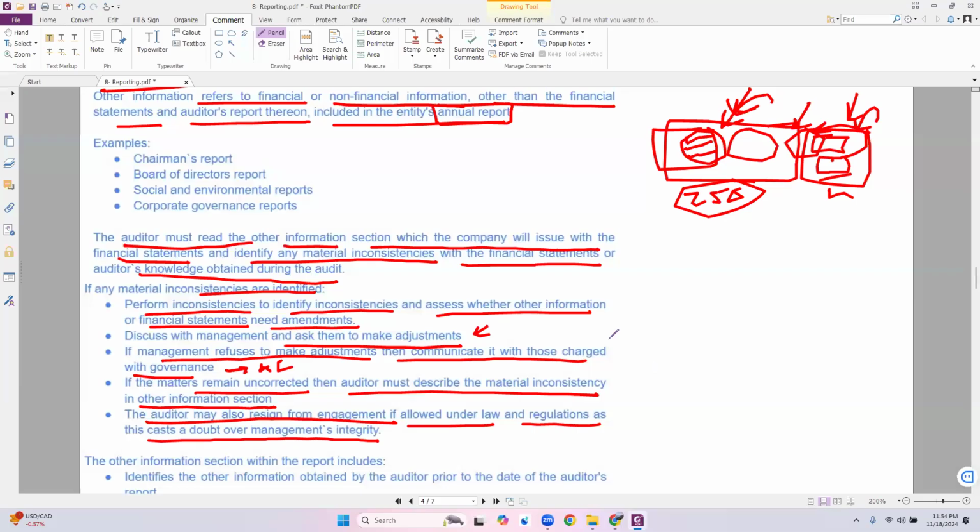Got it? So first, wait one second. You read the other information, and then you ask management to change it. Yes. If they refuse, then you tell the people charged with governance. I thought that external auditors, they don't like, you talk to the audit committee. Come again, come again. I thought the external auditors mostly talk to the audit committee. Yeah, because the audit committee is the papa of the company, by the way. So why are we including management? Come again, I did not understand.